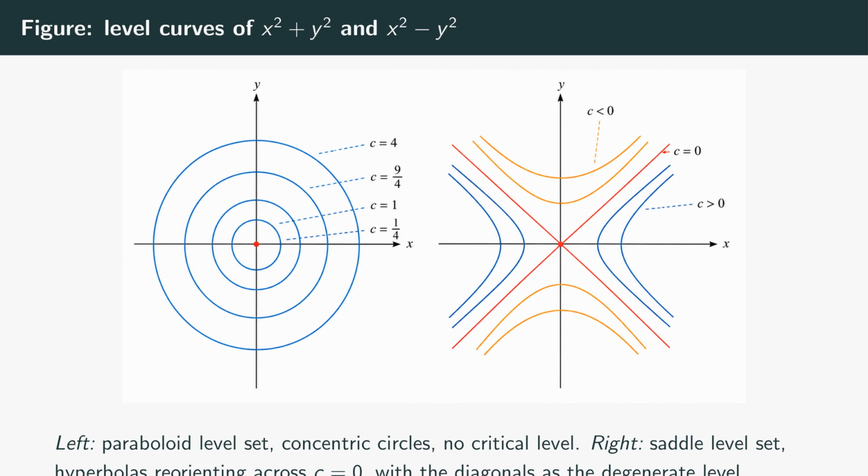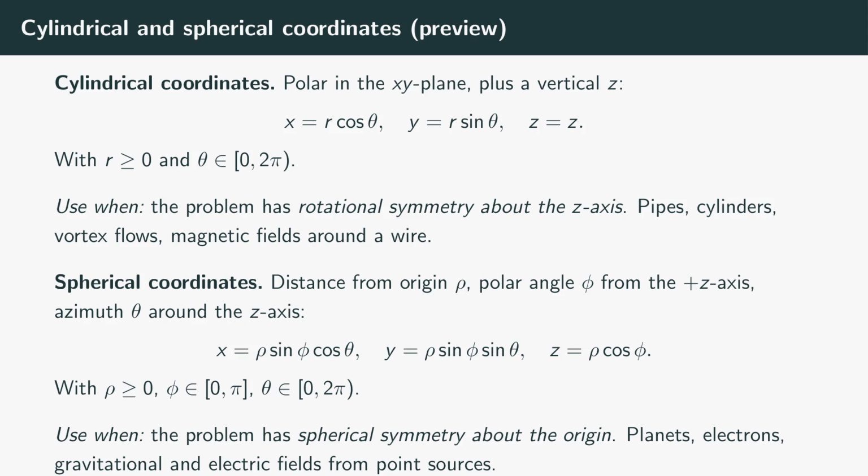That qualitative change in the level curve geometry is the signature of a saddle point at the origin of the surface z equals x squared minus y squared. Pictures like this are the working tool of multivariable calculus. When you can't visualize a surface directly, you draw the level curves and read the surface's shape off the topographic map. A quick preview of two alternative coordinate systems we'll deploy heavily starting around episode 13.